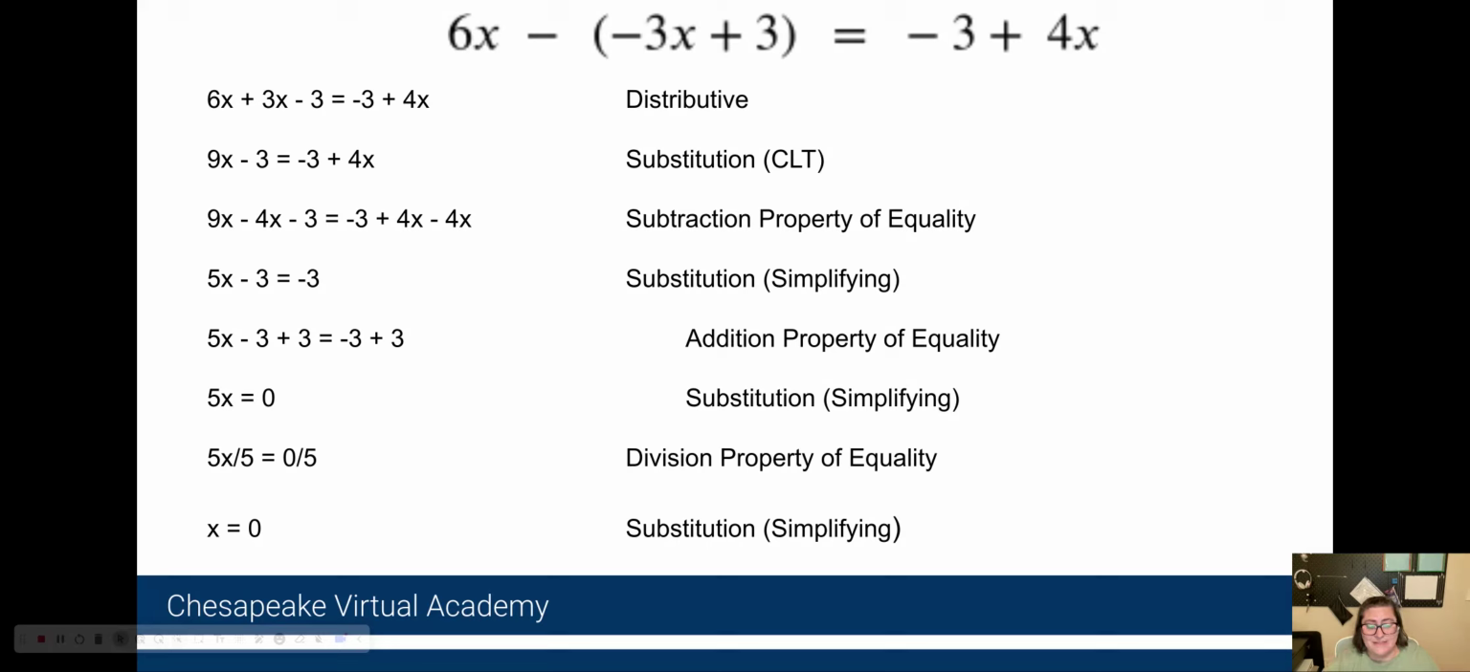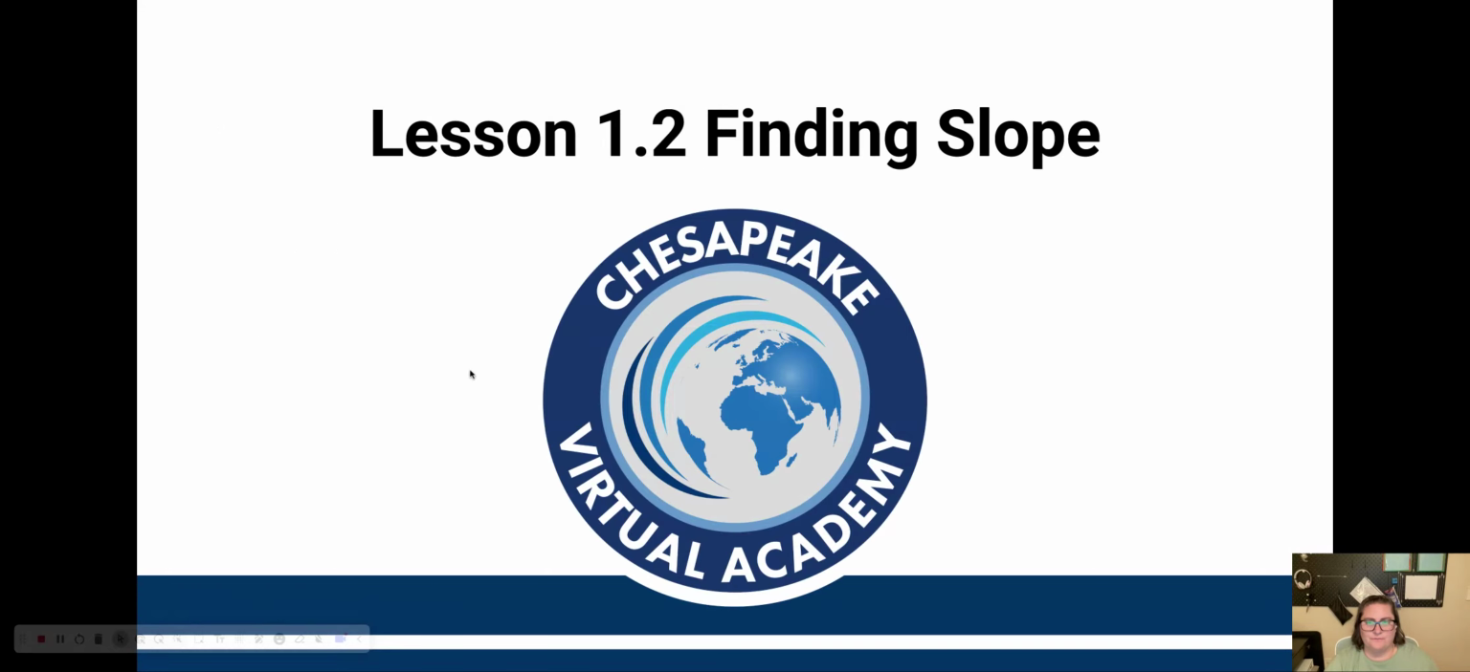Remember, this is different from saying no solutions, because 0 is a number. That is one solution. When we get something that's a false statement, like 3 equals negative 3, that's when we have no real solutions. So make sure you don't confuse the two.